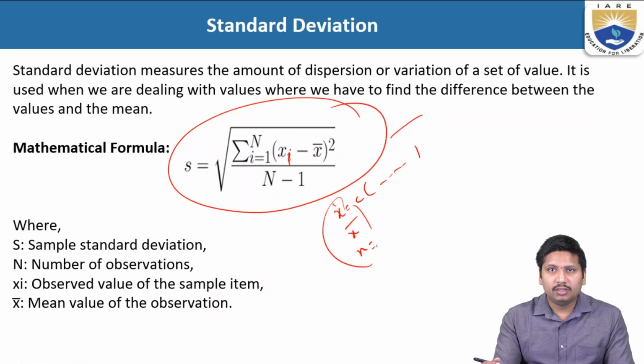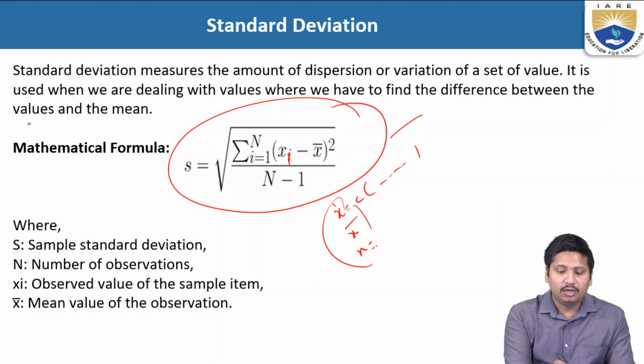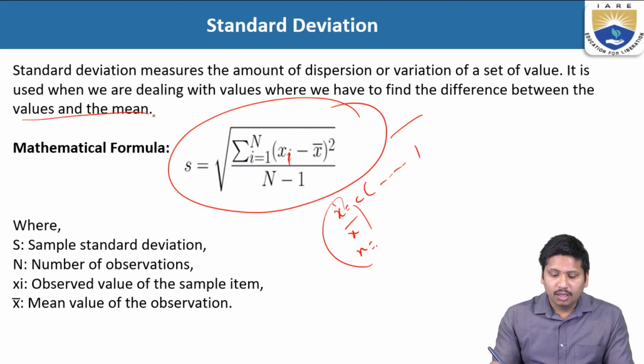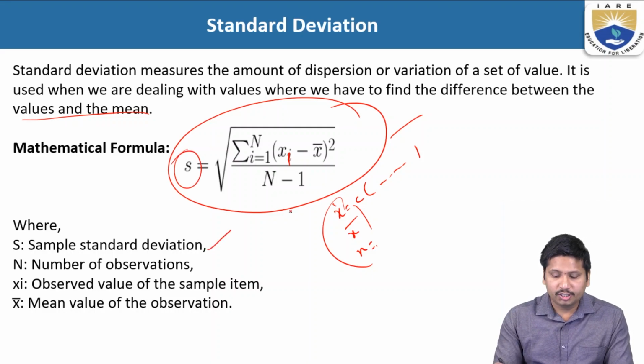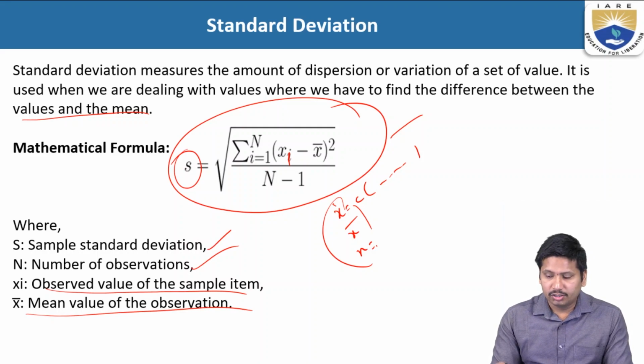Just now I said the standard deviation measures the amount of variation for a set of values, and normally it is used when you're dealing with values and finding the difference between the values and the mean. Here, S is called the sample deviation, n is the number of observations, x of i is the observed value from the sample item, and x bar is the mean of the observations. So like this I can calculate the standard deviation also.